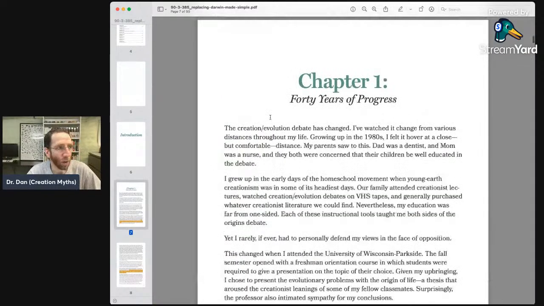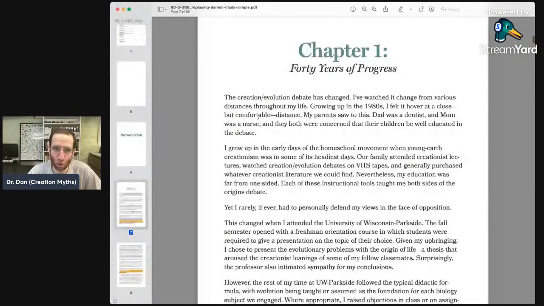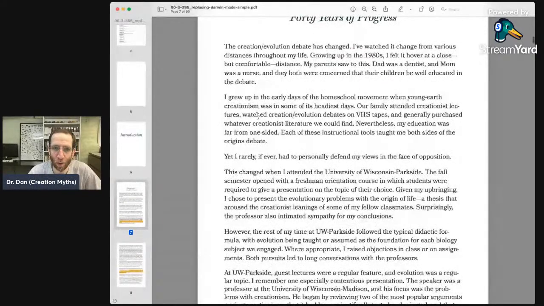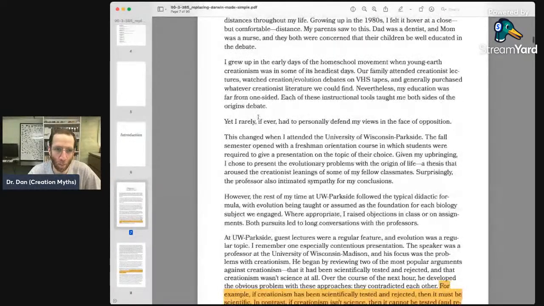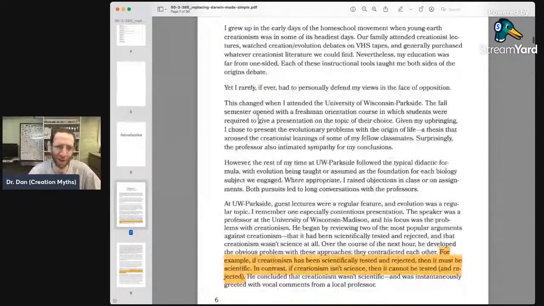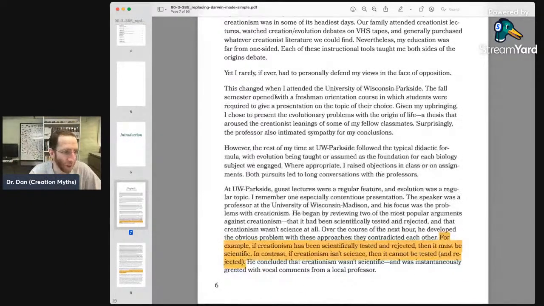So he starts off talking about the evolution-creationism stuff, and he doesn't really do a good job presenting the history of it. It's fine, whatever. But I want to point this out right here. He points out what he thinks is a contradiction: if creationism has been scientifically tested and rejected, then it must be scientific. Some people will say creationism has been demonstrated to be false. Yes, that's true. Other people will say it's not science. And he says, well, if it's not science, then it can't be tested and rejected.